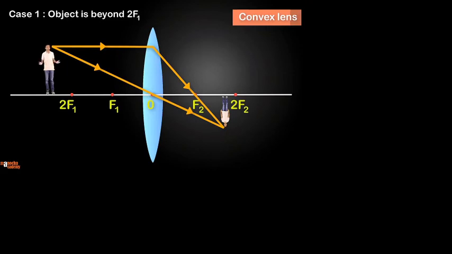So what are the properties of the image here for case 1? That's right, the image is real and inverted. It's diminished, and as you can see, the image is formed between f2 and 2f2.